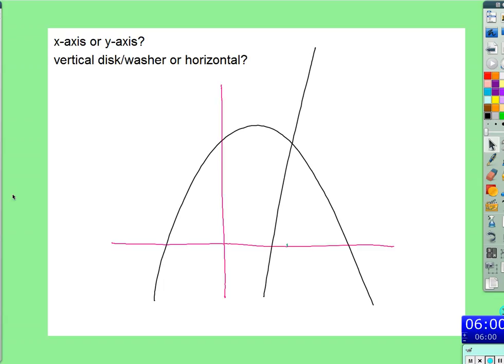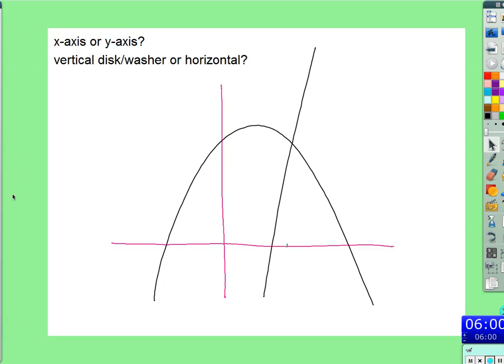I'm not so much trying to get you to think about would it be easier to rotate around the x-axis or y-axis, but right now the only tools that you have are disks and washers, or else squares and semicircles, that kind of stuff. But if we're going to rotate solids, you only have disks and washers, okay?